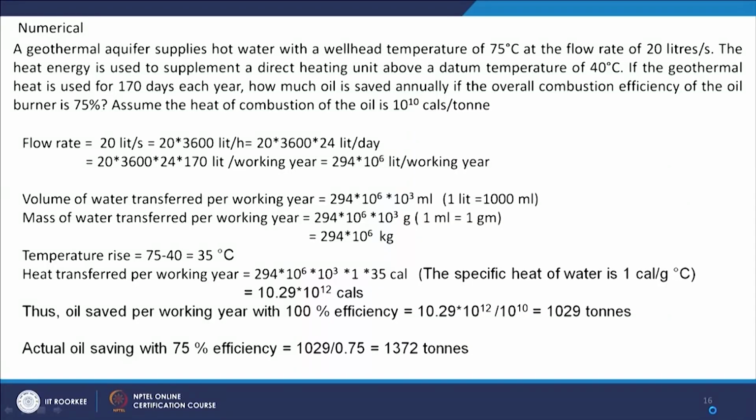So, in future we may also have to think about the alternate options for the use of geothermal energy. Now, we will see one numerical problem.